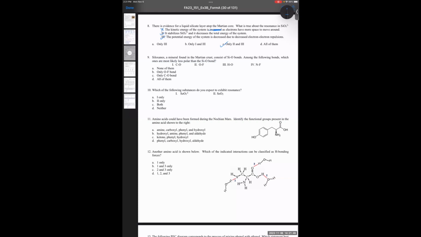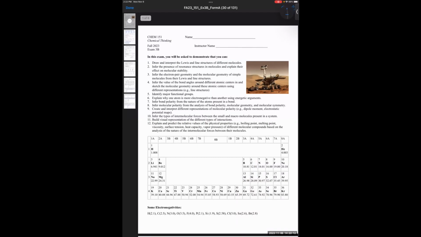Siloxanes, a mineral found in Martian crust, consists of SiO bonds. Among the following bonds, which ones are most likely less polar than SiO bond? Okay, so first of all, SiO bond.